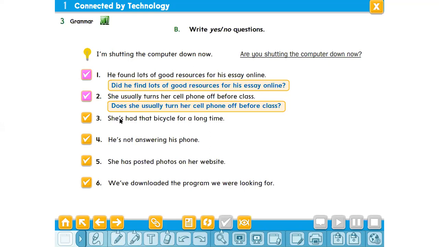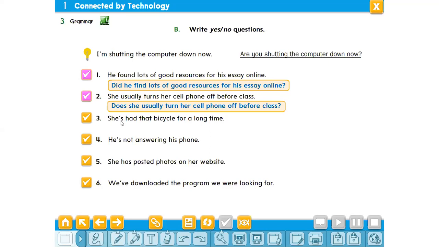Apostrophe S, is it is or has? We had a note for this before. Apostrophe S followed by past participle of any verb, it's has. Apostrophe S followed by ing or job or nationality or anything or noun or adjective, it's is. So this is has. Can you do it now? Does she? Why does? We have apostrophe S for has. This is has.